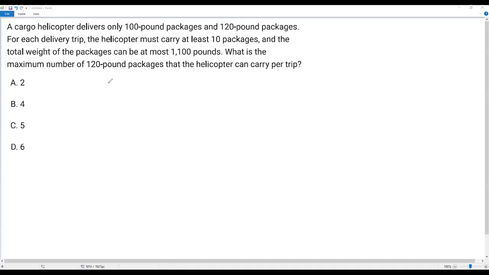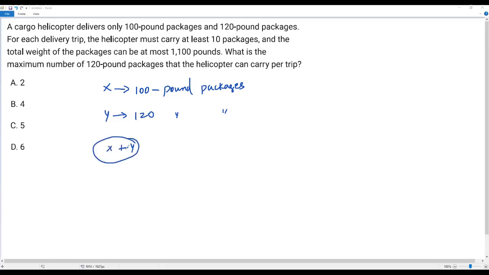Okay, now let me assume X represents the number of 100-pound packages. Let me write over here, 100-pound packages, and Y represents the number of 120-pound packages. Okay, when I add X and Y, I get the total number of packages a helicopter can carry. So according to the information, the total number of packages has to be at least 10.